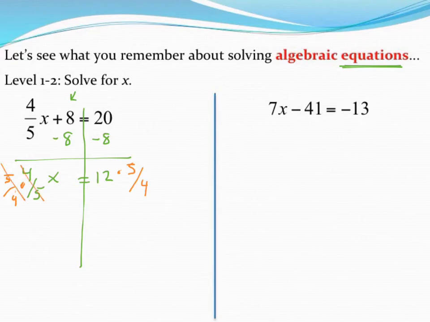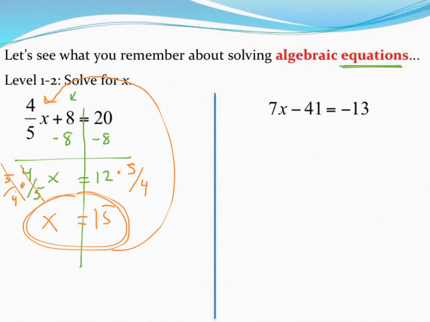Multiplying a number by its reciprocal gets it to cancel out or become a 1, so x is all that's left over on this side. The other side of my equation becomes a 15. These are super easy to check. All you need to do is take that 15 you found for x and go back to the beginning and plug that in and see if you get a 20 when you check that out.